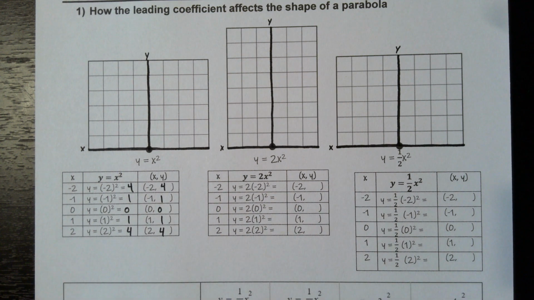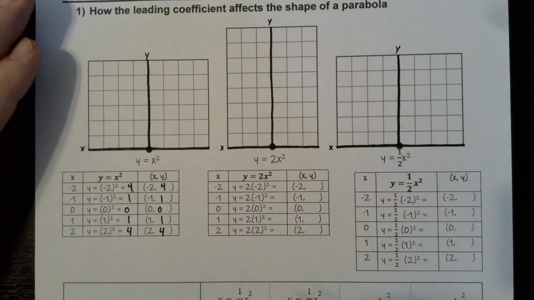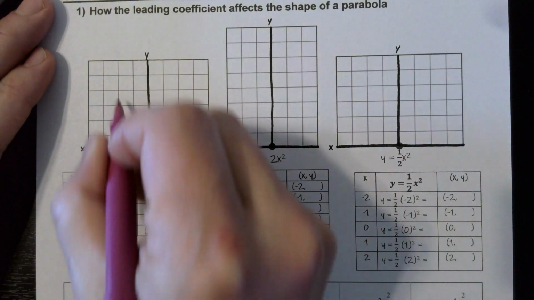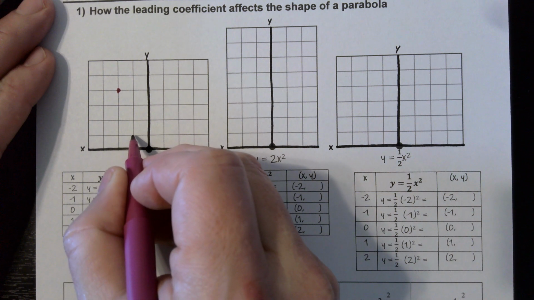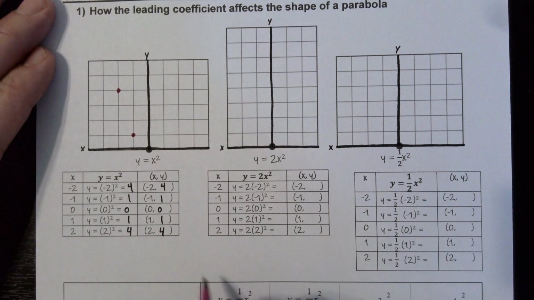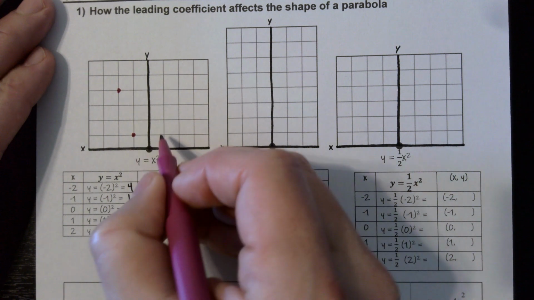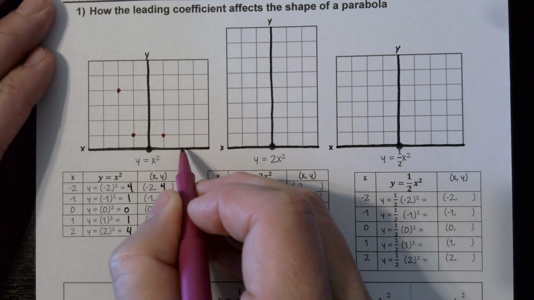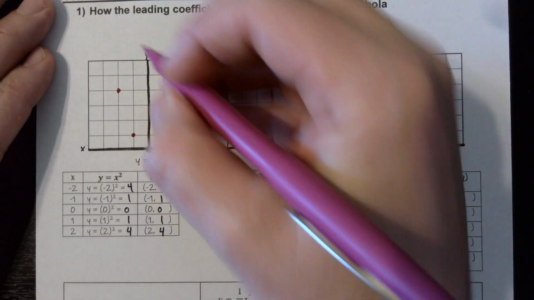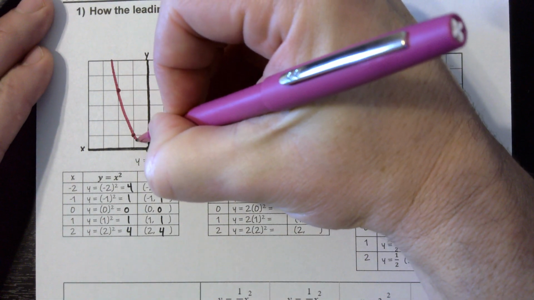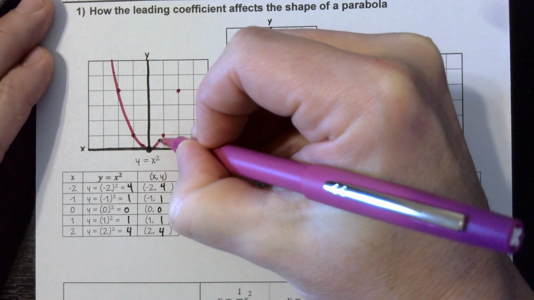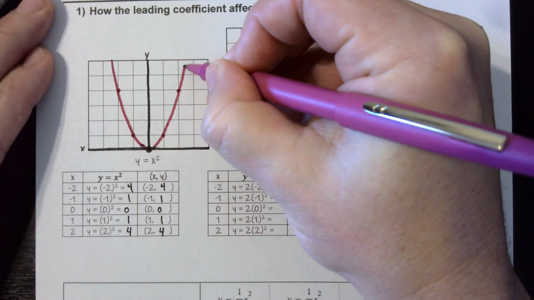Okay, so if I put those on a graph, -2, 4 is here. -1, 1 is here. 0, 0 is in the middle. 1 comma 1 is here. And 2 comma 4 is here. So the parabola looks like this. This is the parent function of a parabola. And it looks basically like that.